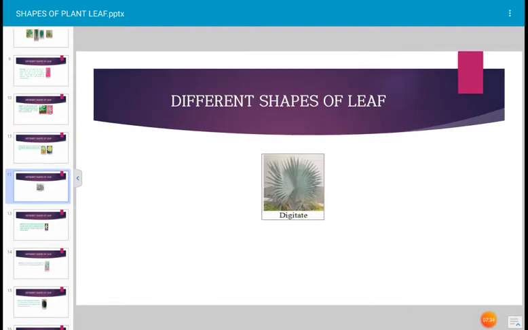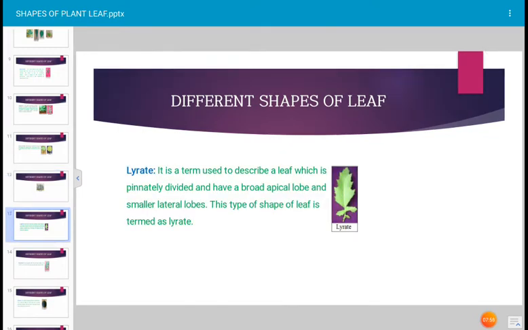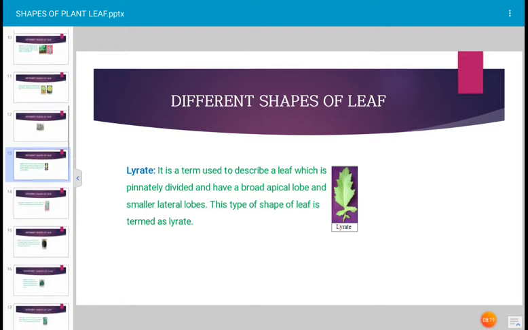This is one more shape of leaf, that is digitate. In this case, the shape is digitate because the margin is digitally cut and it appears like a round fan. Such a shape of the leaf is described as digitate shape. Next, lyrate shape of leaf. It is the term used to describe a leaf which is pinnately divided and has a broad apical lobe and smaller lateral lobes. This type of shape of the leaf is termed as lyrate.